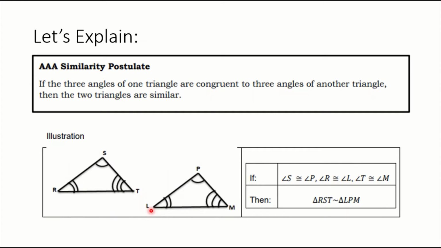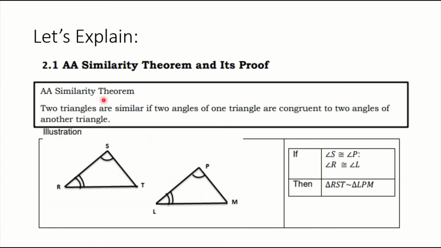If angle S is congruent to angle P and angle R is congruent to angle L, and angle T is congruent to angle M, then triangle RST is similar to triangle LPM. This means that when the three angles are the same as those of another triangle, the two triangles are similar. Then the AA similarity theorem, meaning two angles.